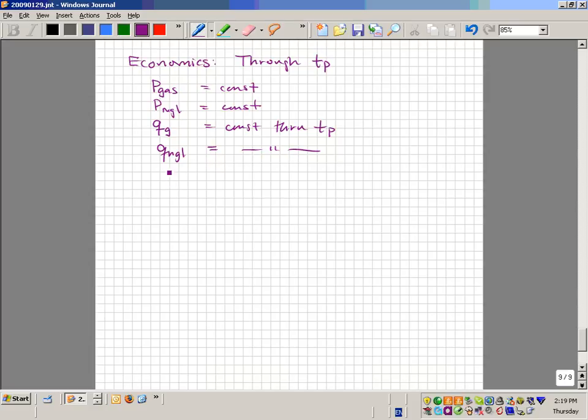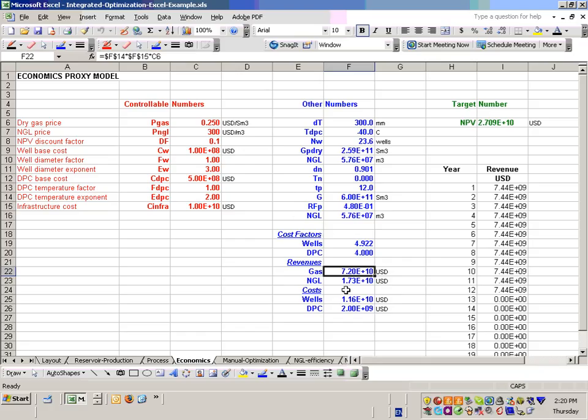So then we get the revenues will be the sum of gas rates per year times the price of gas, plus the oil NGL rate times the price of the NGL, and then the discounting. See the way it's done here, that's total revenues.